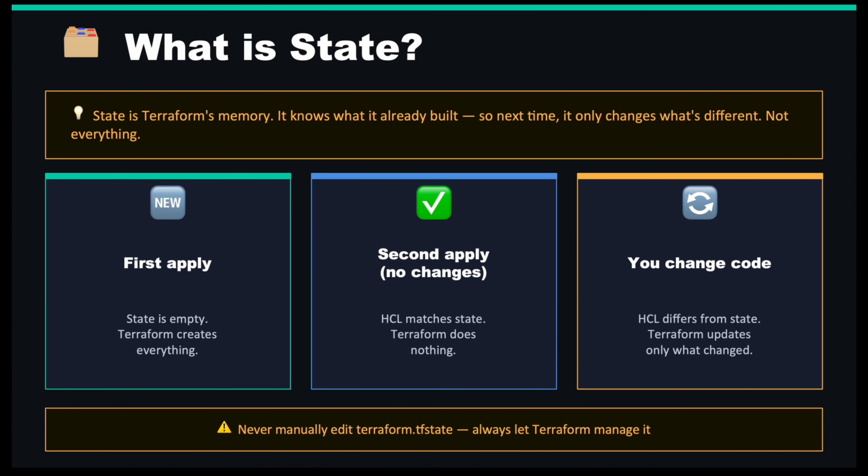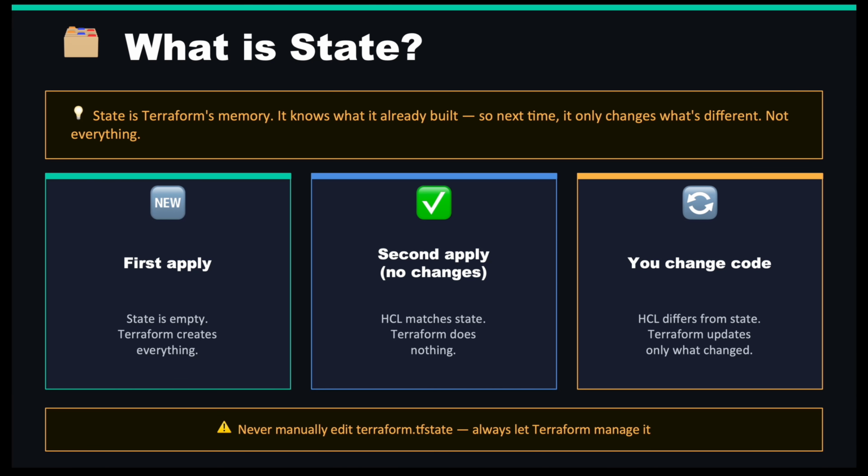Terraform has built it in. So I've given three different scenarios: first apply, second apply, and third apply, while you change the code. In the first apply, let's say we have an S3 bucket, and we are creating it by running the Terraform apply command. So the first time, the Terraform state file is empty. While you run the apply command, it writes some entries into the state file.